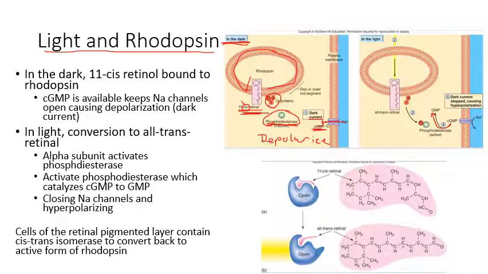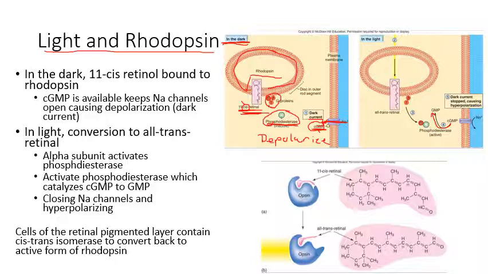So when in dark, the rhodopsin is in the cis configuration. The cis does not activate the G proteins, and the G proteins don't activate the phosphodiesterase, and so cyclic GMP levels are high, keeping the sodium channel open.